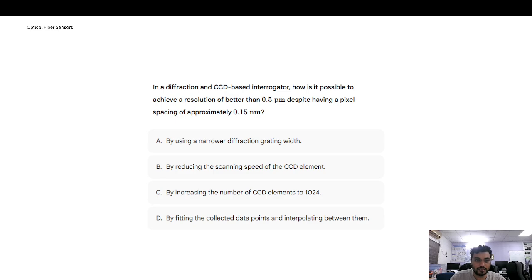So the first question is: in a diffraction grating and CCD based interrogator, how is it possible to achieve a resolution of better than 0.5 picometer despite having a pixel spacing of approximately 0.15 nanometer? Option A, by using a narrower diffraction grating line. Option B, by reducing the scanning speed of the CCD element. Option C, by increasing the number of CCD elements to 1024. And option D, by fitting the collected data points and interpolating between them.